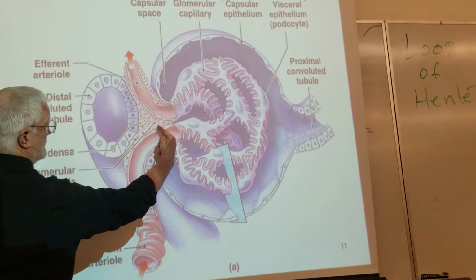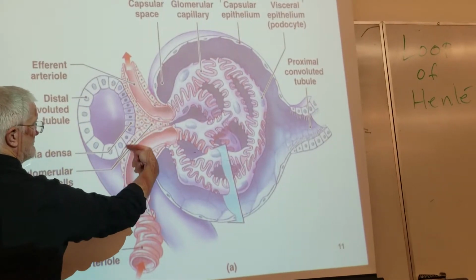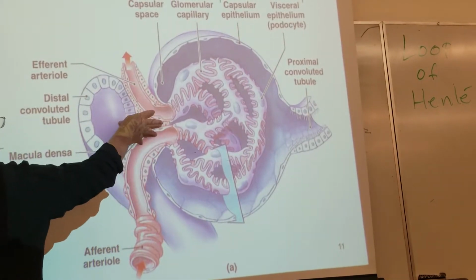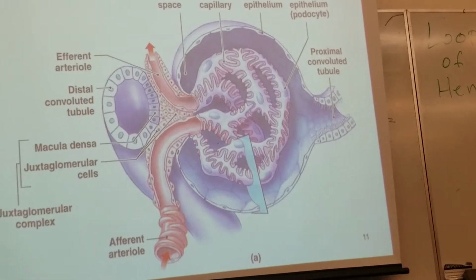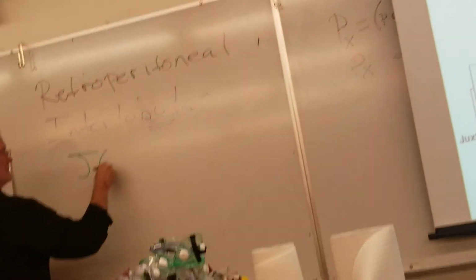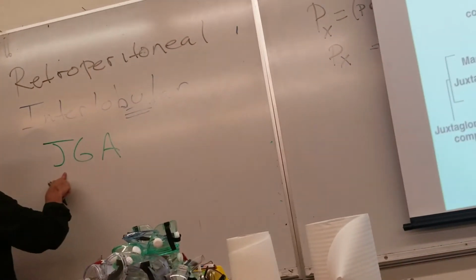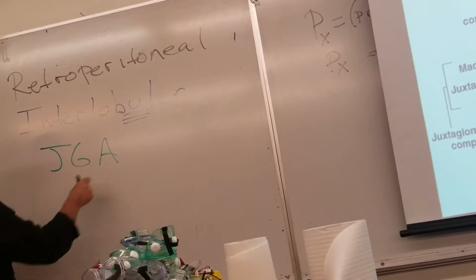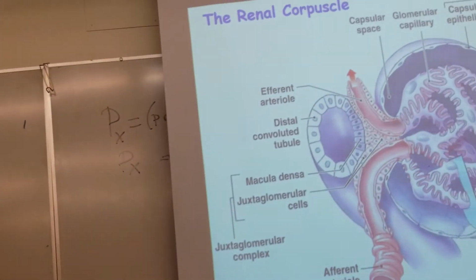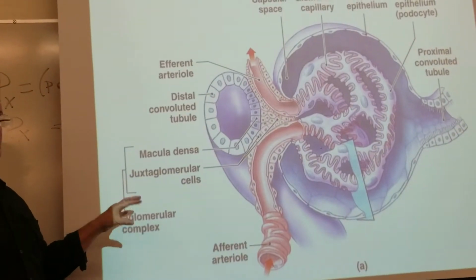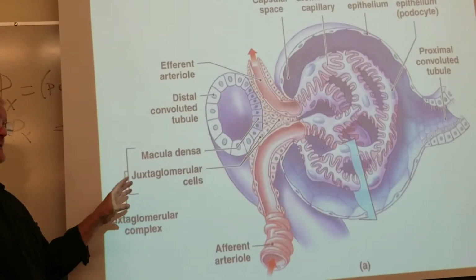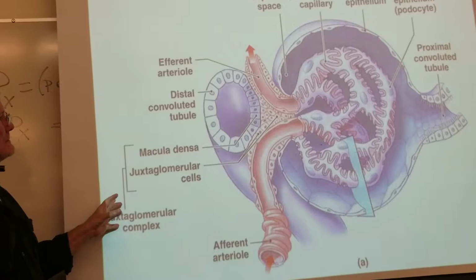These are the juxtaglomerular cells, specialized smooth muscle cells that together form a complex called the JGC, or some books call it the JGA, for the juxtaglomerular apparatus. This will play a role in controlling your GFR, your glomerular filtration rate that we talked about a bit tonight in lecture.